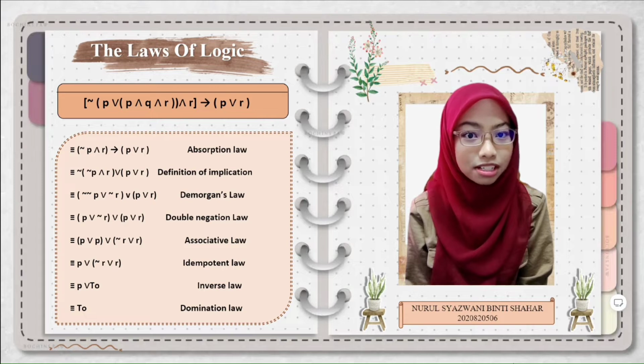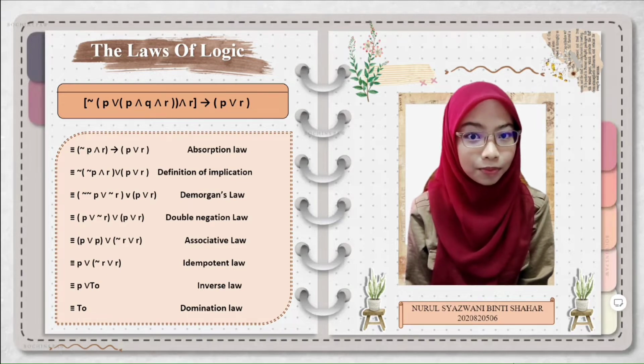Next, we can use De Morgan's law because we see there is a negation symbol in front of the bracket. Then, we see there is double negation. So, we use double negation law to make it into natural P. After that, we combine the P using associative law. Next, when we see in the bracket P or P, which is the same, we can make it into one P only. This is idempotent law.